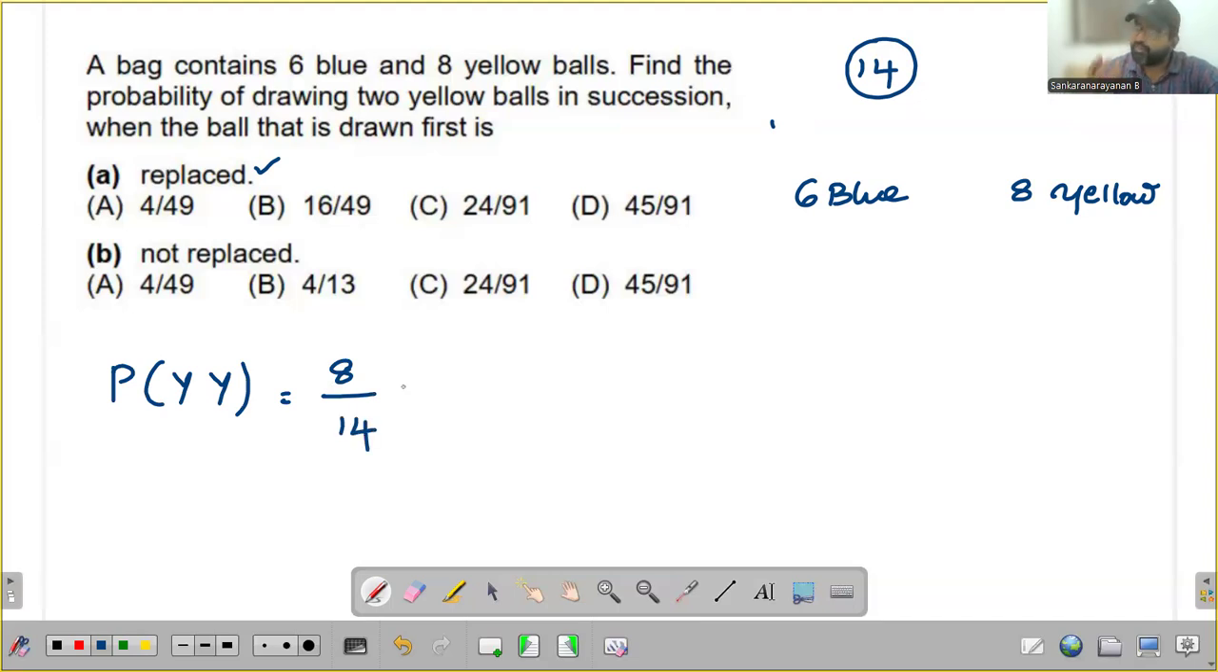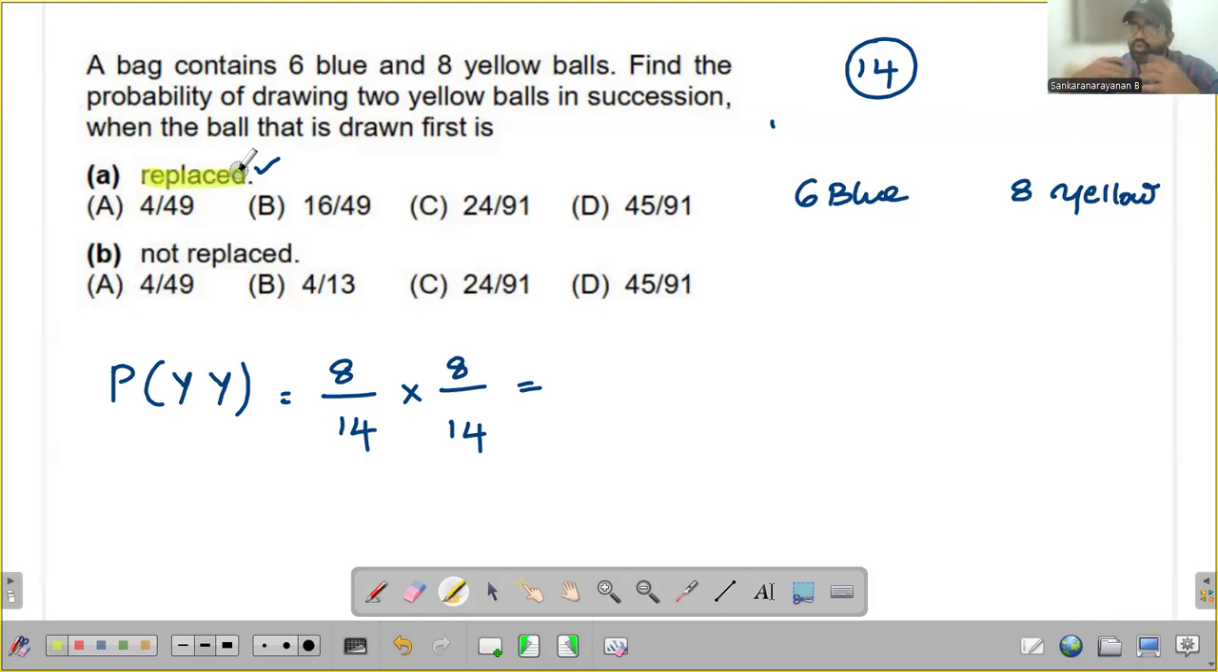And you are putting it back. Okay. So when you are going for the second draw, again 8 yellow available, and total it is also 14. It is 8 by 14 it will come. Okay. So 8 by 14 into 8 by 14. This is what you have to calculate when you are considering the case that you are replacing it.